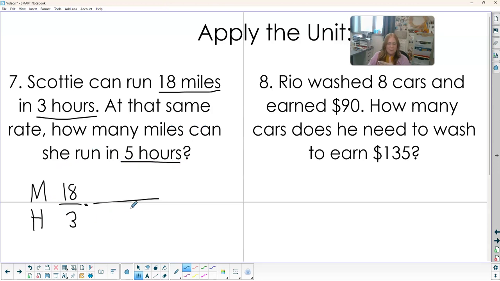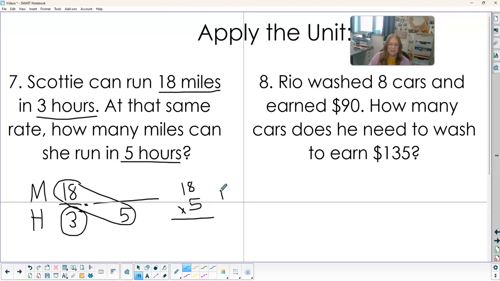Hours is on the bottom, so I'm putting 5 on the bottom. I don't have a nice way to get from 3 to 5. So I'm going to bring the 5 to the other side and multiply 18 times 5. So we need to do 18 times 5. And then we're going to divide that answer by 3. So whatever this answer is, we're going to divide by 3. And that will tell us how far she can run in 5 hours.